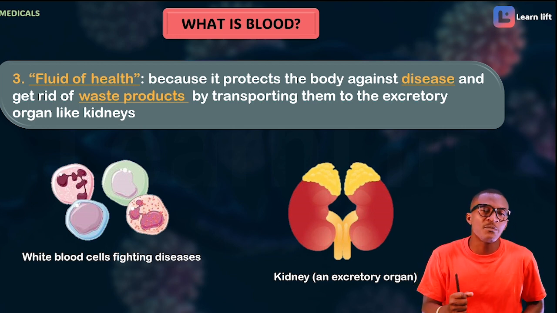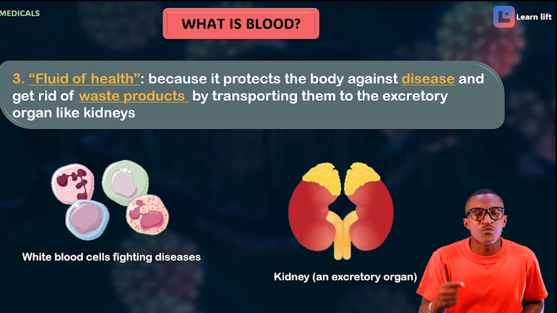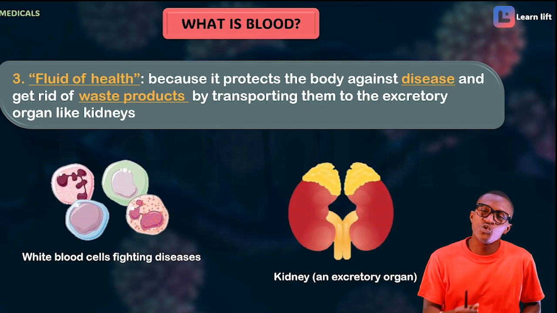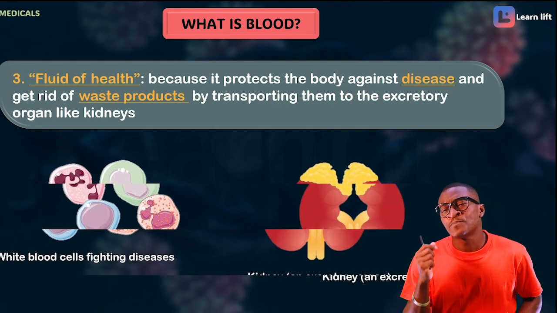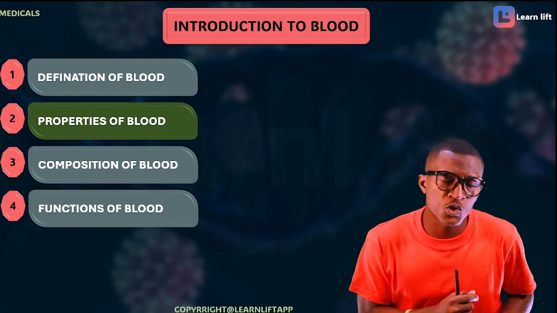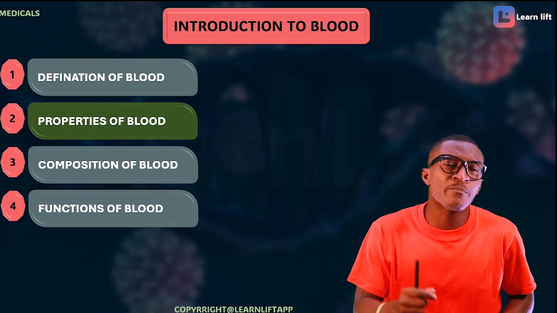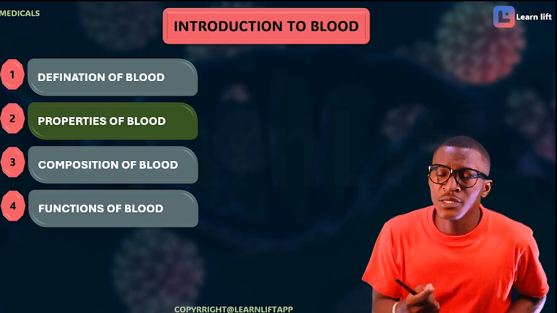Why is it called the fluid of health? Because it helps to fight against disease as well as to remove your excretory waste from the body. Those are the 3 definitions that you should be able to take on your own to define that. Now, since we have talked about the definition of blood, let's quickly go to what we call the properties of blood. What are the properties of blood? There are practically 5. Now, except the added one we are going to add.